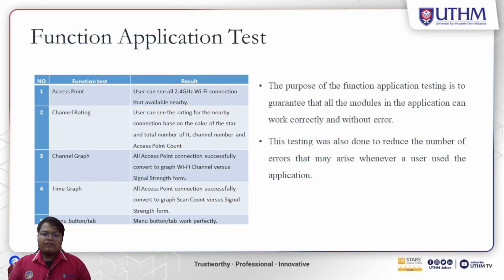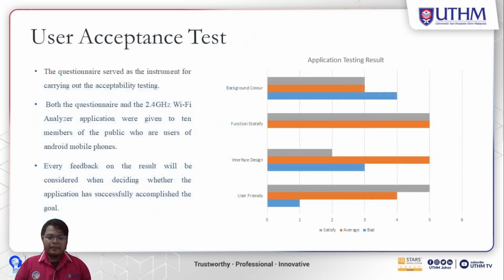Okay, function application test. The purpose of the function application test is to guarantee that all the modules in the application can work correctly without error. The testing was also done to reduce the number of errors that may arise whenever a user uses the application. The application tests that we do are the function of the access point, channel rating, channel graph, time graph, and the menu button.